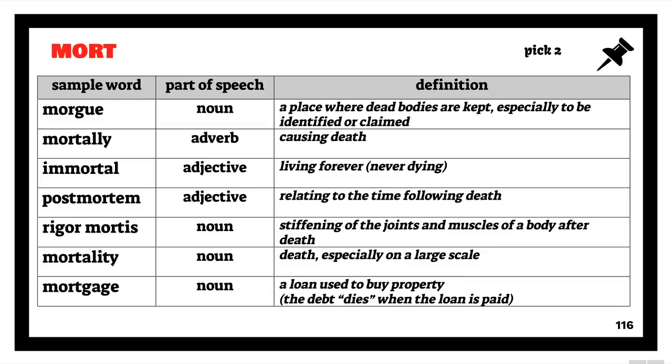Here are some more words that use the stem mort. Go ahead and pick 2 to write in your notes. Make sure to write the part of speech as well as the definition. Morgue, mortally, which is an adverb causing death. Immortal, which is an adjective. It means that someone can live forever. They never die. Postmortem, rigor mortis, mortality, and mortgage.